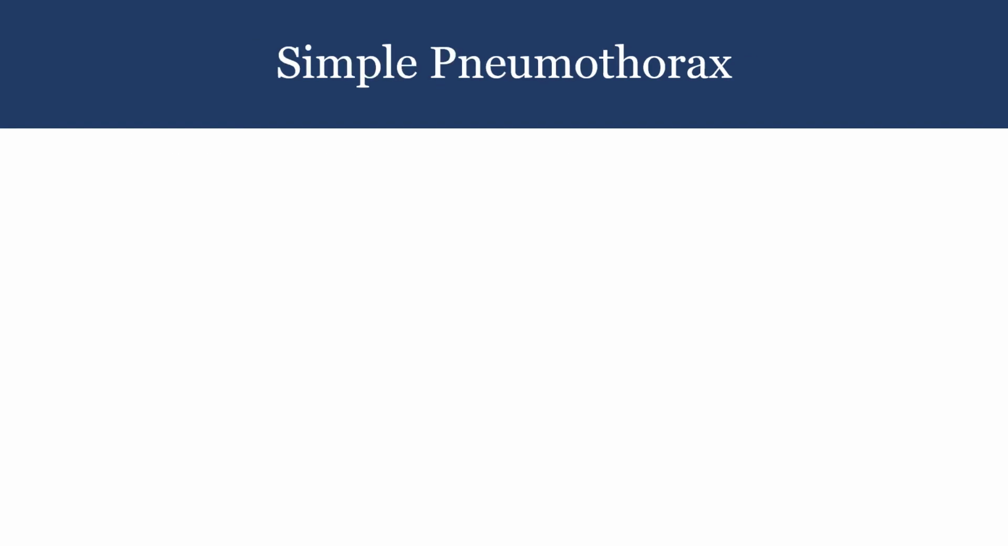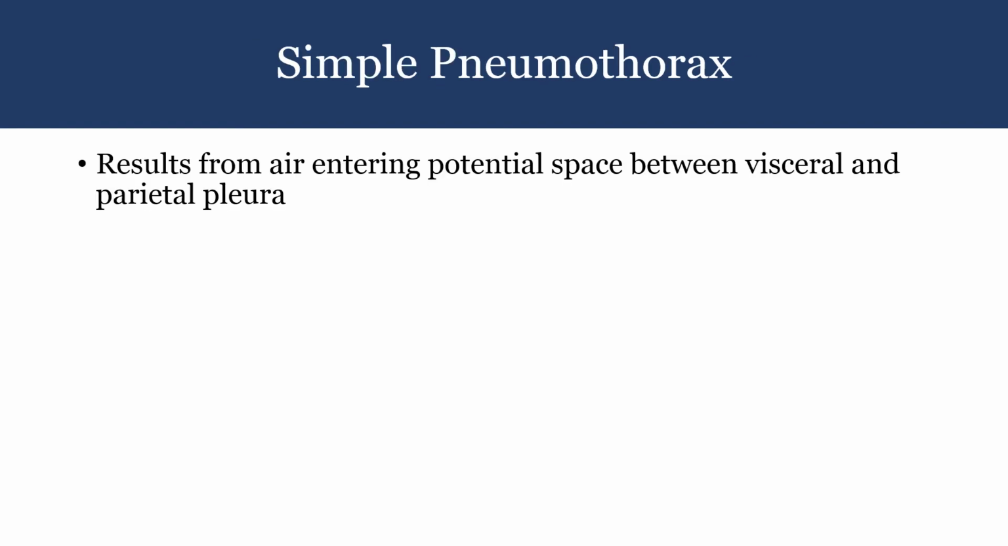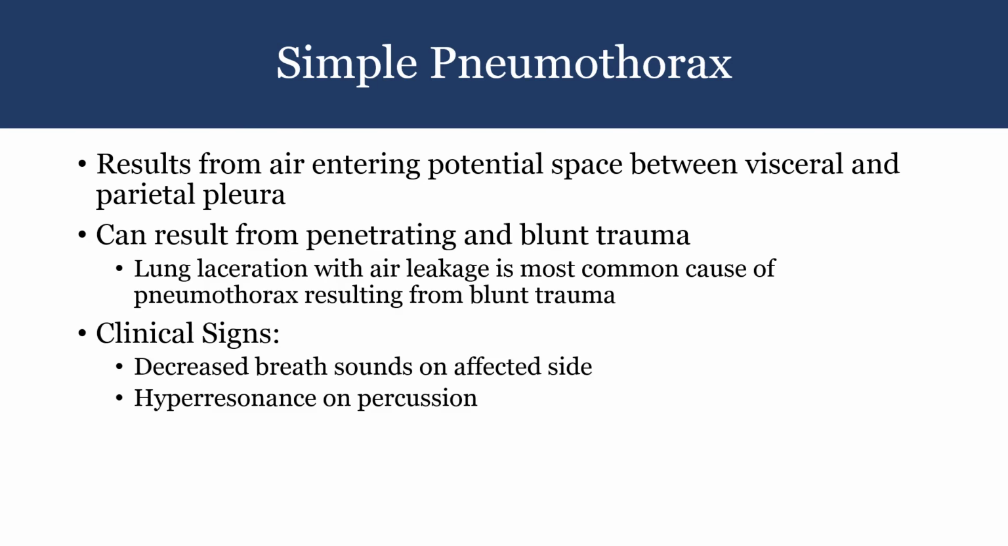So let's look at a simple pneumothorax. This results in air entering the potential space between the visceral and parietal pleura, which is our pleural space, and can result from penetrating and also from blunt trauma. You have lacerations of the lung with air leakage being the most common cause of simple pneumothorax, and these usually result from blunt chest trauma.